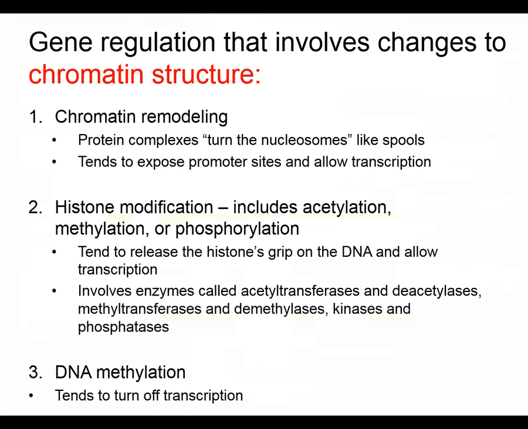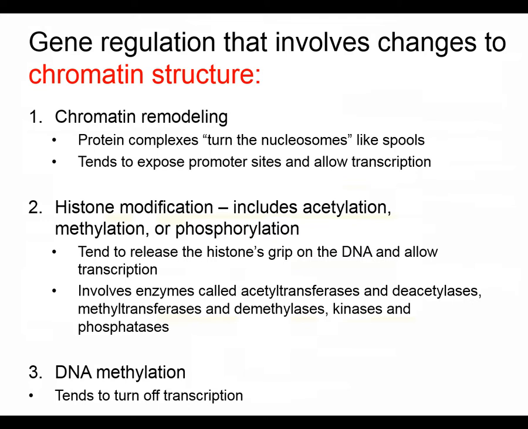And what that does is typically when the groups are attached to the histone, it loses its grip on the DNA. So the DNA unwinds as a result of these attachments, and it allows the DNA to be accessible for transcription. And if you remove these modifications, the acetyl groups, the methyl groups, and the phosphate groups, then the histones reattach or rewind with the DNA, and that DNA is no longer available for transcription.